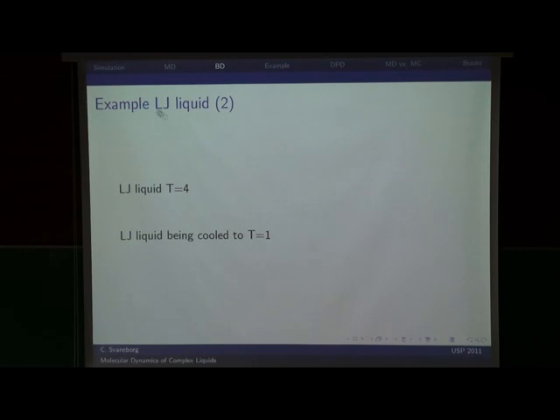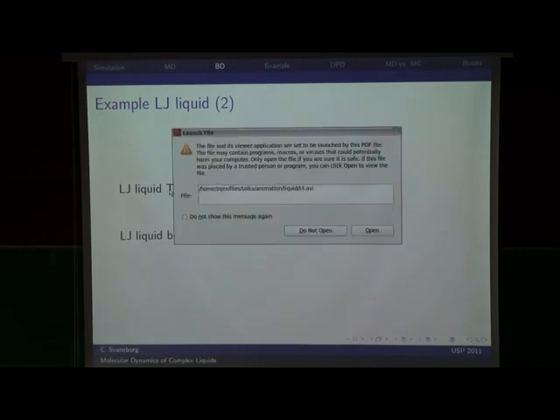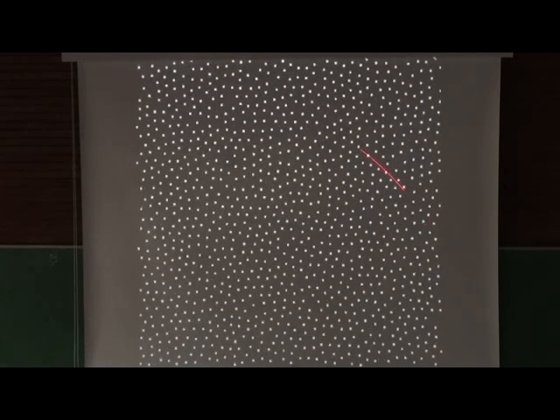So let me just show you an example. This is a Lennard-Jones liquid. Each particle here is interacting with its neighbors through a Lennard-Jones potential, and this is at temperature 4, which means that this is in a liquid state. When I say temperature 4, I mean 4 in reduced simulation units. And it will just continue like that forever.